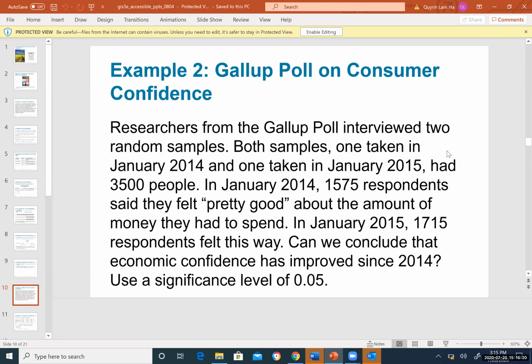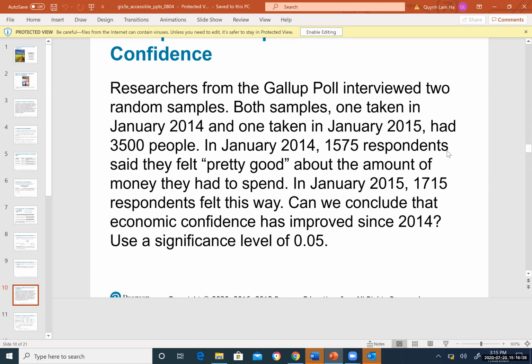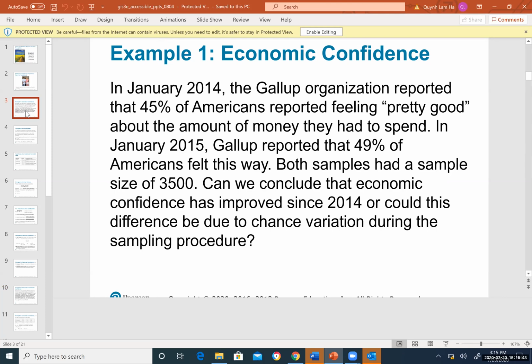Example 2, Gallup poll on consumer confidence. So let me see. It looks like this example is really like the first example we talked about at the beginning. So let me go back to slide 3 so that you can see it. Let's take a minute to look it over. It's kind of the same, right? But what is the difference? Right here, they're talking about P1, P2, the population proportions, the parameters, right?